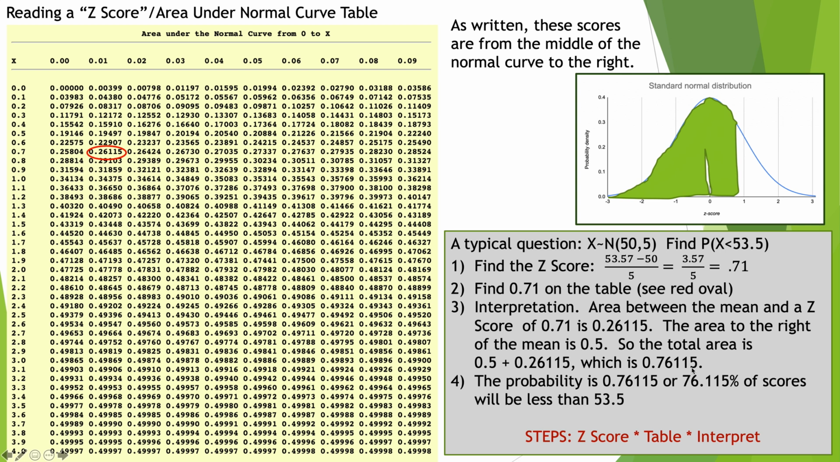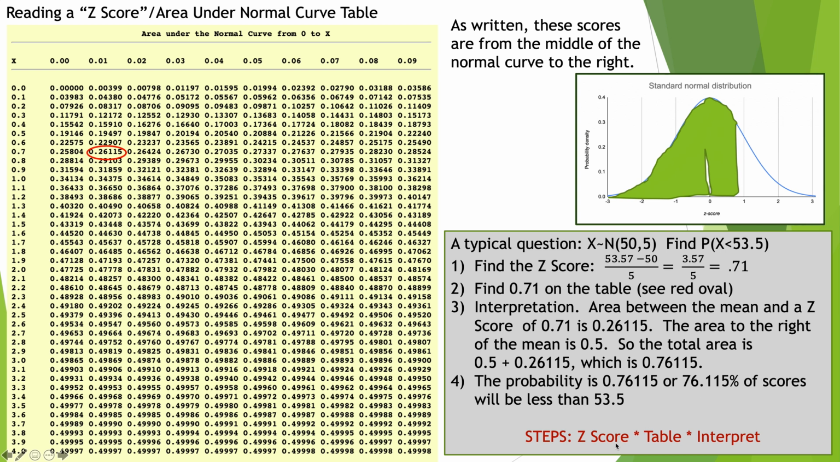Now it's really cool that that area is equal to the probability. So 0.76115, or 76.115% of scores will be less than 53.5.